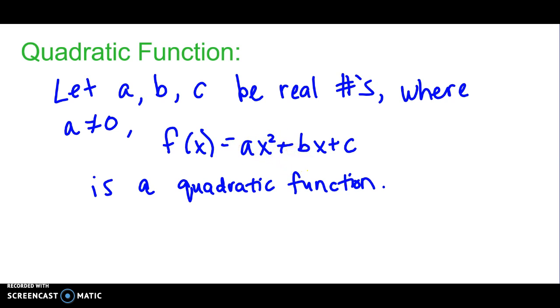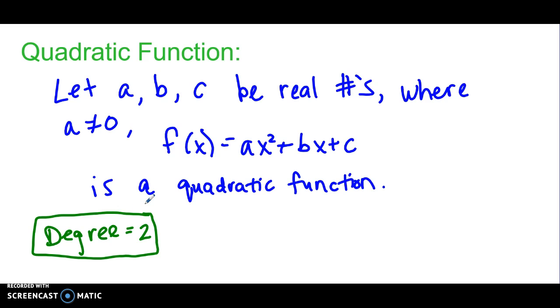Another thing that I just want to point out is that we know that the degree of a quadratic function is always going to be 2. It's important. If the degree is not 2, then it's not a quadratic, right? And we also know the type of shape of graph that this forms. It would be a parabola.